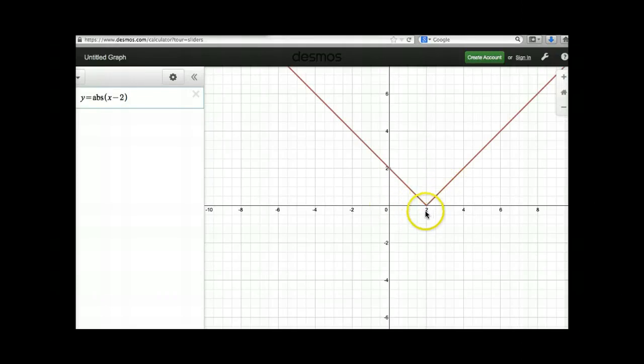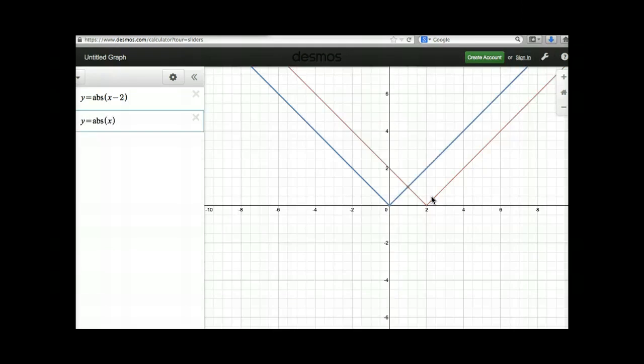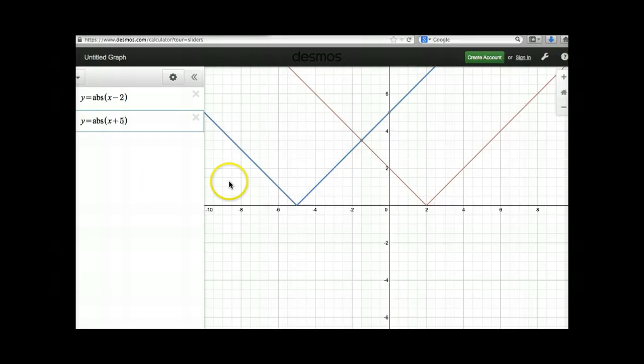So right here, this is actually x minus 2. Okay, so let's actually look at another one. y equals absolute value of x plus 5. Now look where that has shifted. It has shifted to the left. So you can start to see a pattern that whatever the sign is, it's going to shift the opposite direction. So this is x minus 5 in here.